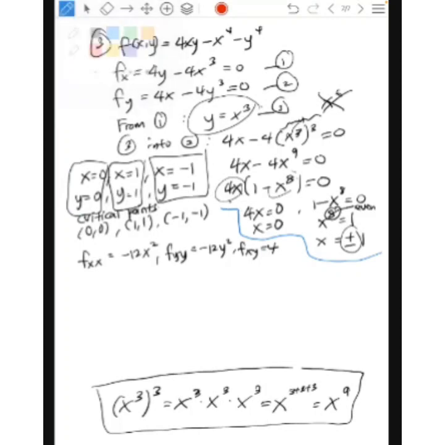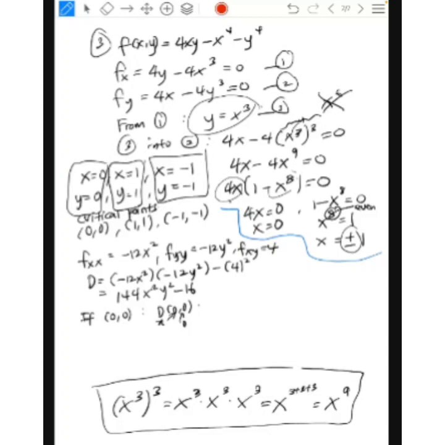So your D will be -12x squared times -12y squared minus 4 to the power of 2, which is 144x squared y squared minus 16. In this question, the value of D depends on the value of x and y, so refer back to your critical points. For (0,0), D(0,0): x is zero, y is zero, so substituting, you get -16, which is less than 0.